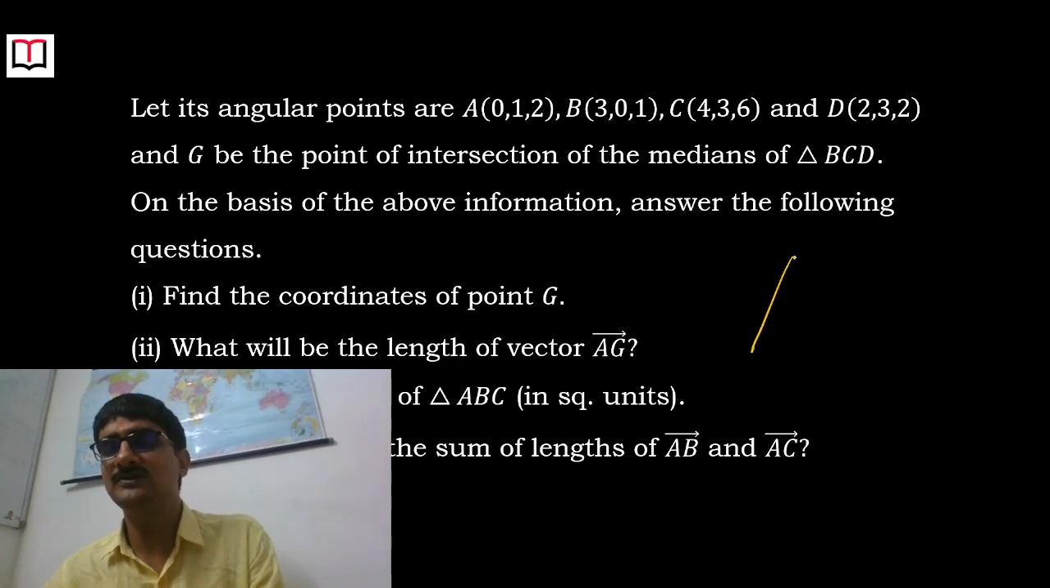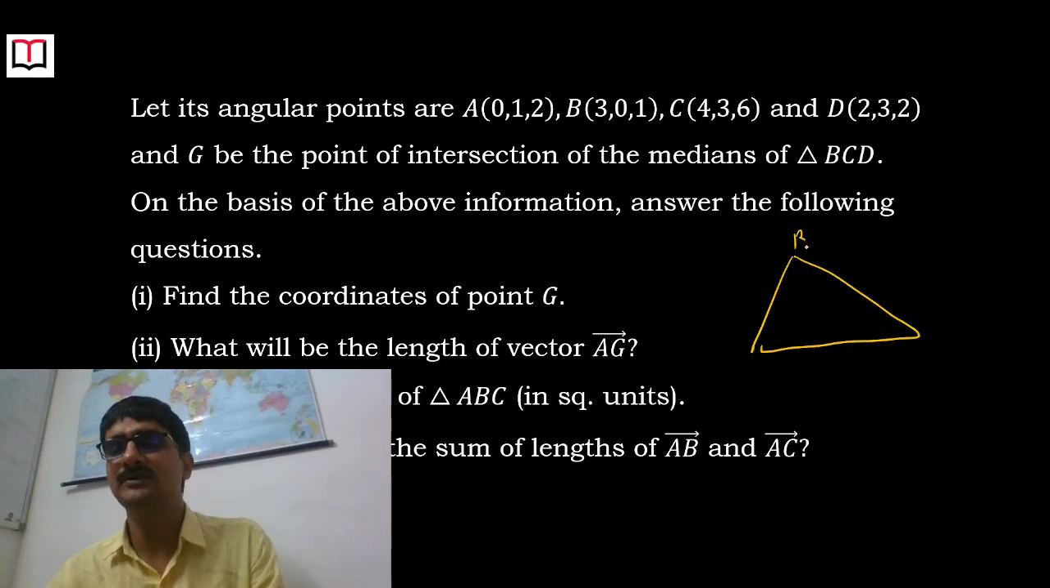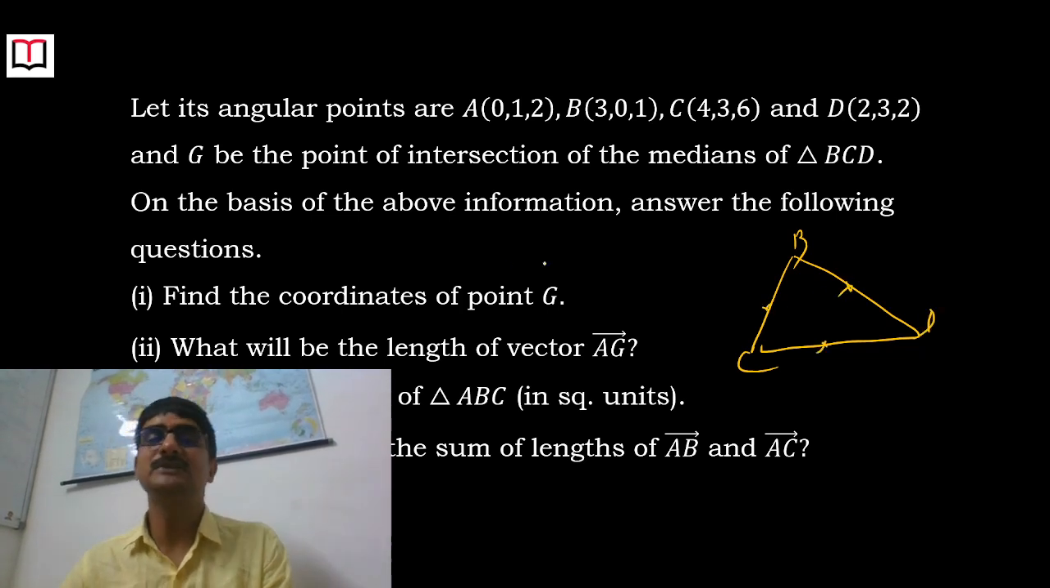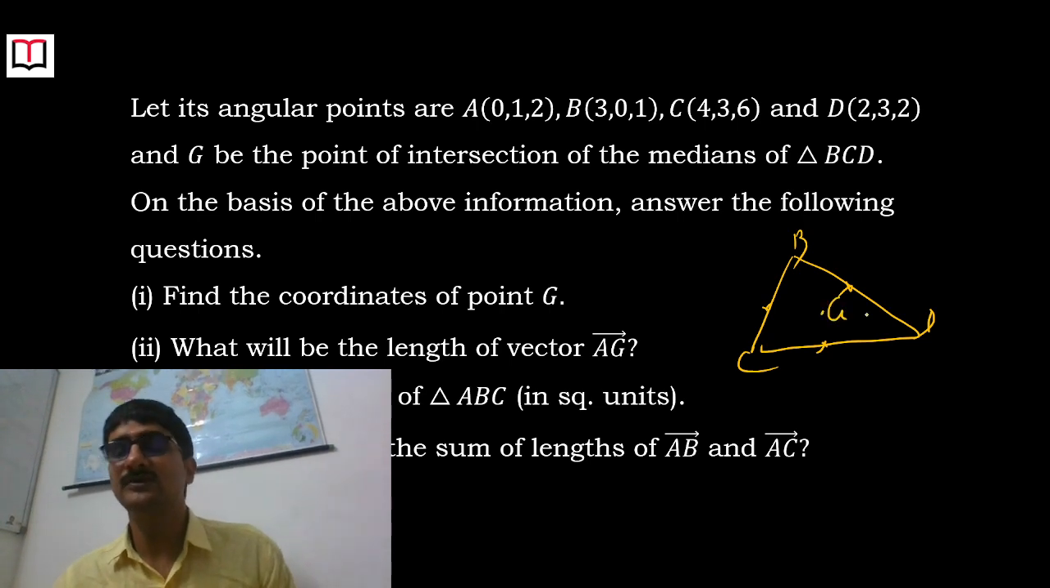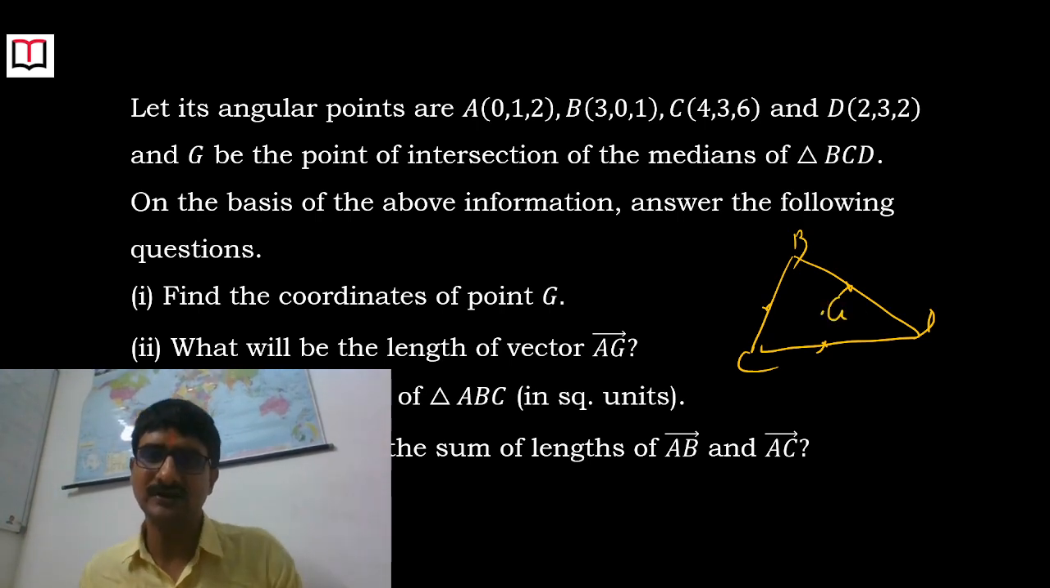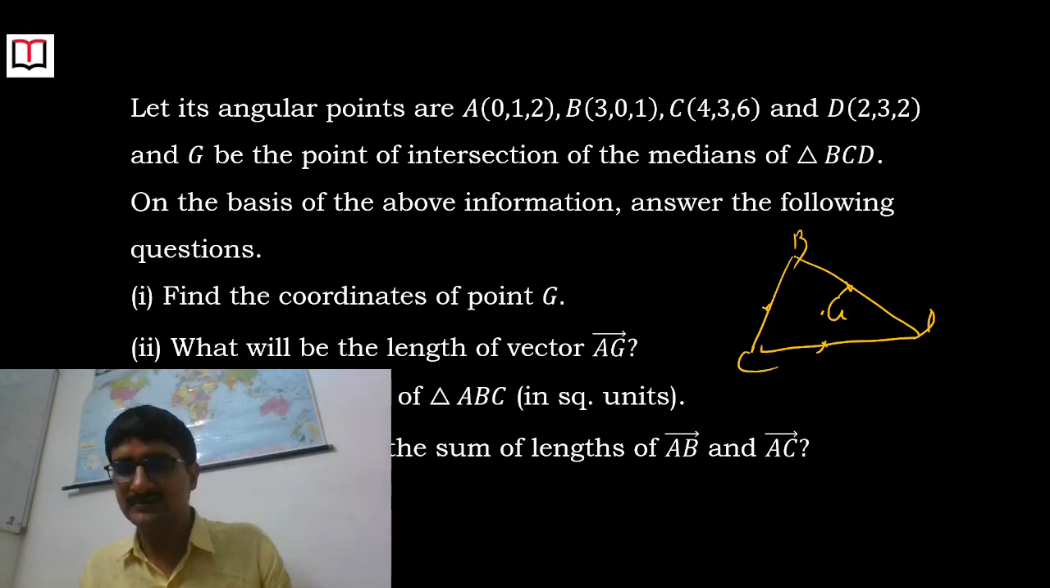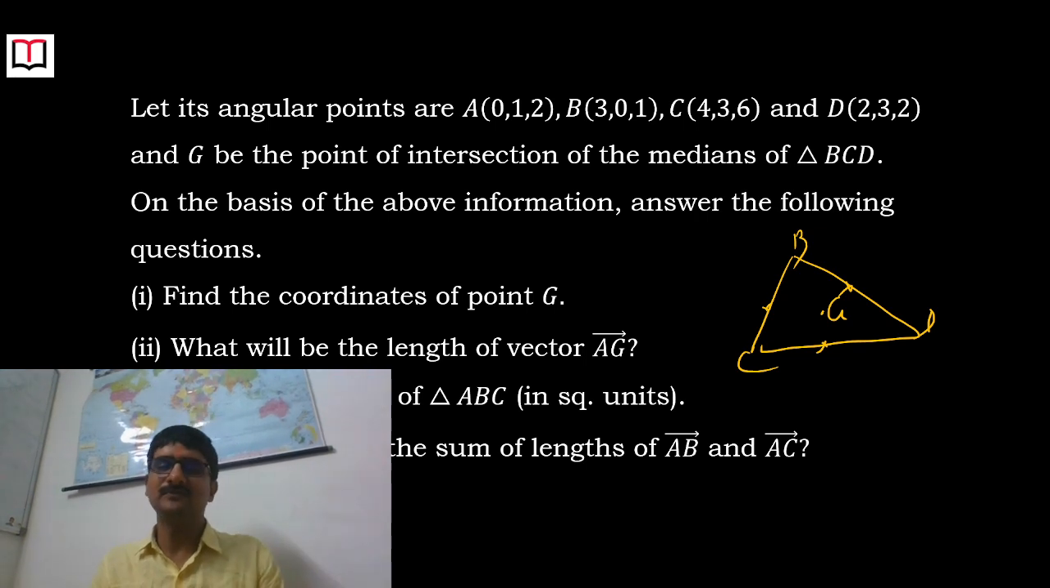So triangle BCD, let us say the base is your BCD. So you have to just find its median G. So G is nothing but the centroid of this triangle. And since we know all the vertices of the triangle, we know G. Find the coordinates. It's at the centroid: (x1 plus x2 plus x3)/3, (y1 plus y2 plus y3)/3. Similarly, find the length of the vector AG.